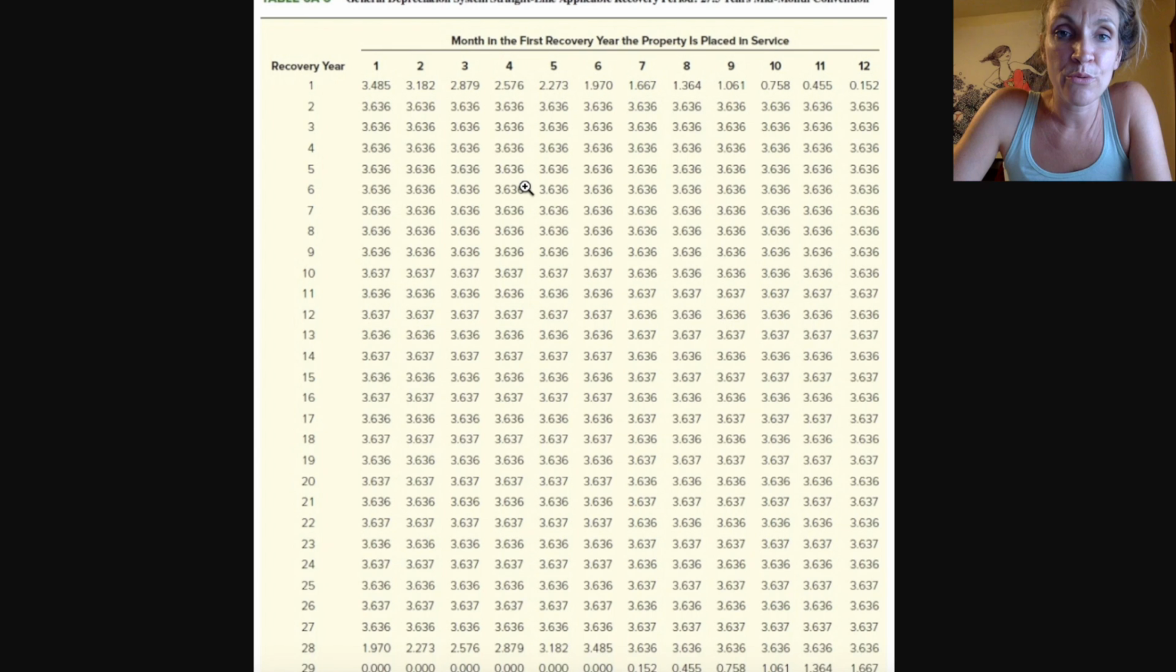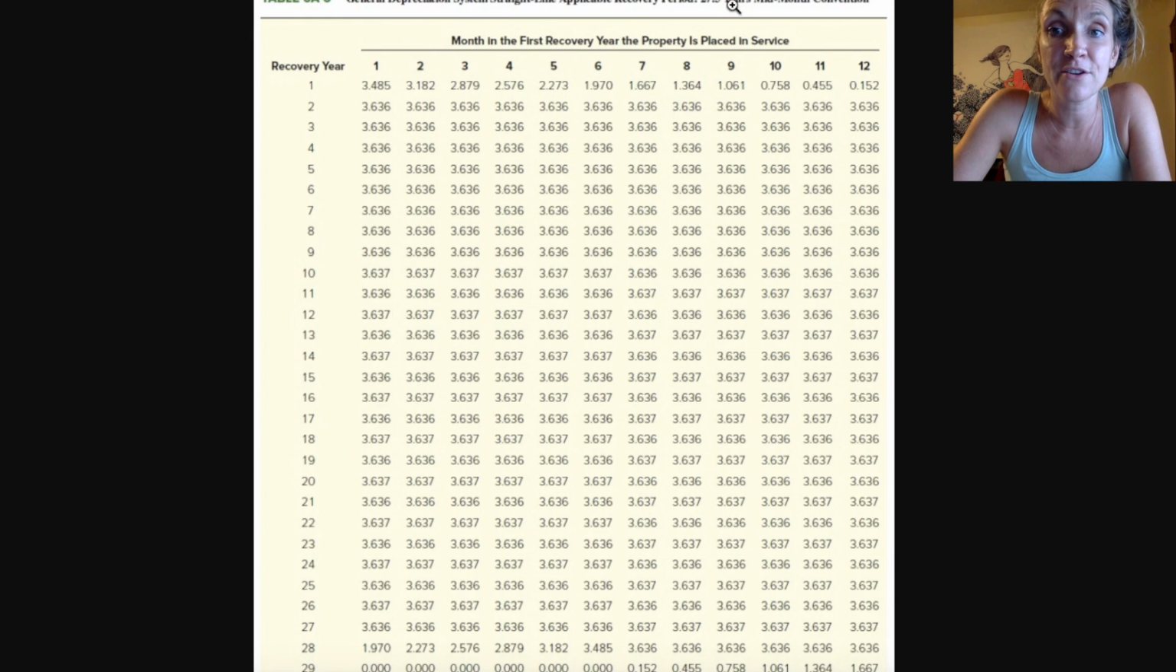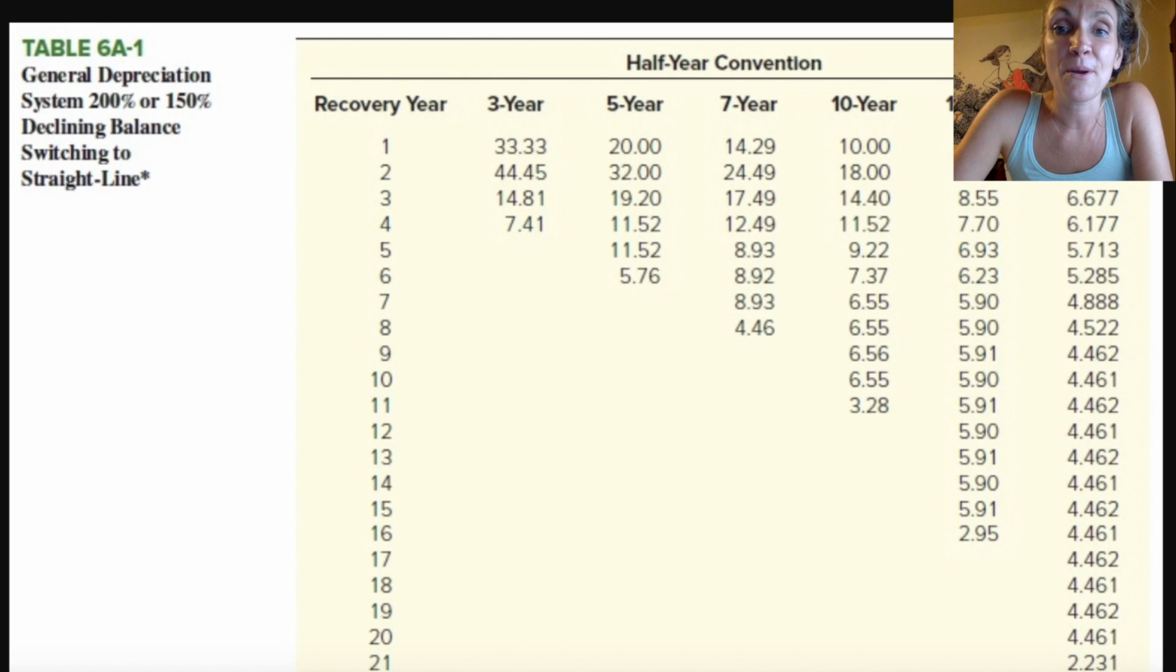And we need to go to, is this residential or commercial? Apartment complex. So it's residential, 27.5 years. We can see that here, 27.5 year mid-month convention, straight line. I haven't mentioned this yet, but double declining balance only applies to the lower class lives, not real estate. Real estate is straight line. So we're looking at recovery year in this column and the month in the first recovery year the property is placed in service. So we were in March, right? So that's the third month.